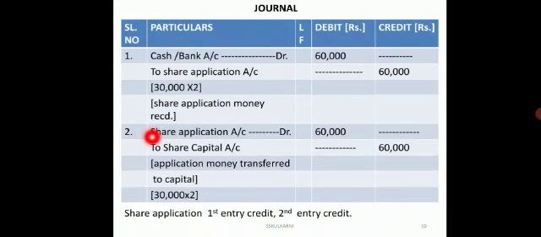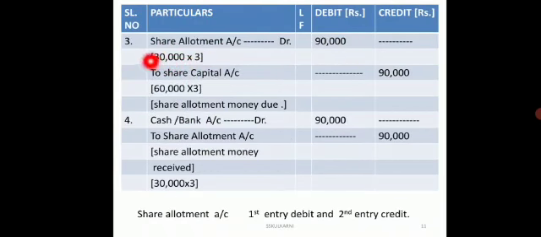Now coming to the second entry. The amount of application received has to be transferred towards the capital. To make that transfer, we write application account is debited to share capital. It is 60,000 and 60,000. Whatever amount is received in the application, that amount has to be transferred to the capital. So it is 30,000 into 2. So you can see in the first entry application account is credited, and in the second entry the application is debited. So we have to remember application money is credit and debit.